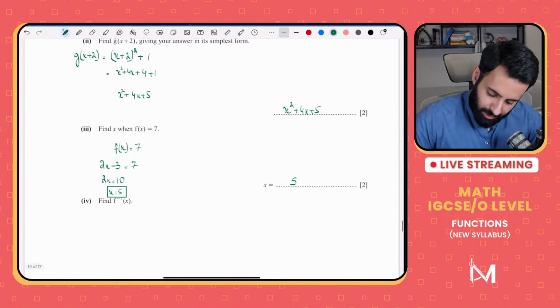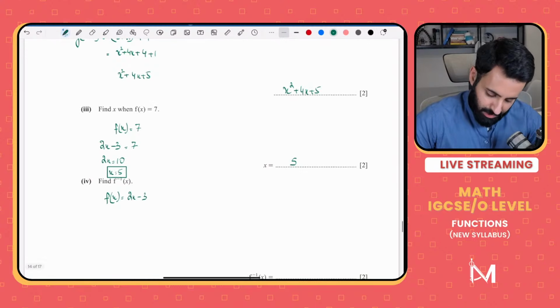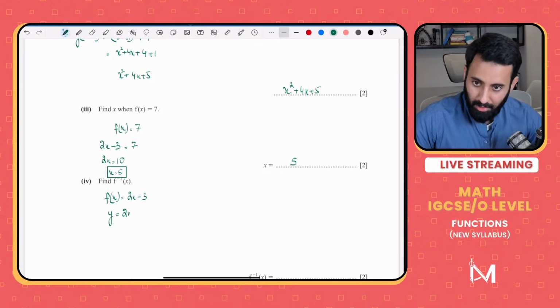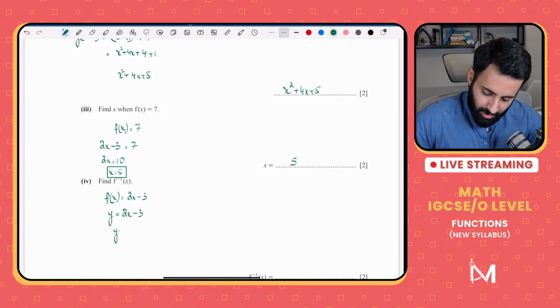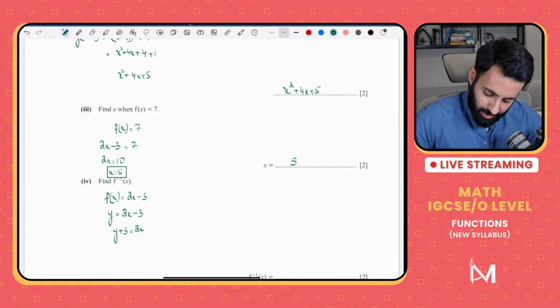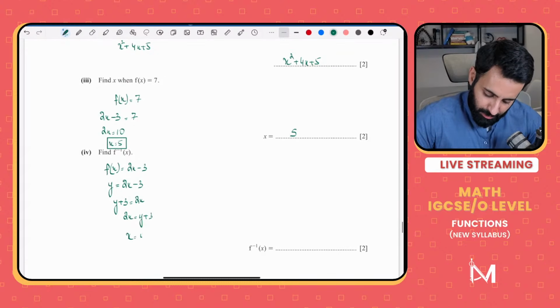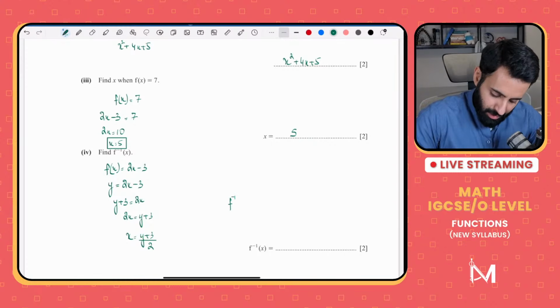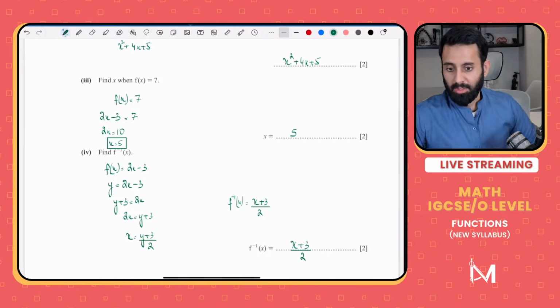Then f inverse of x. So f of x equals 2x minus 3. Remember the step-by-step procedure that we follow for f inverse? We first set it equal to y. Then we make x the subject. So y plus 3 equals 2x. Let's write it nicely. 2x equals y plus 3. x equals y plus 3 upon 2. And then finally, f inverse of x equals x plus 3 upon 2. So x plus 3 upon 2, that's the answer.